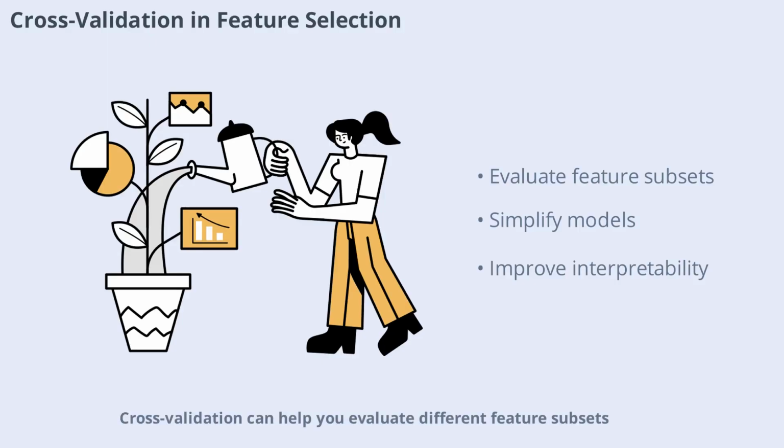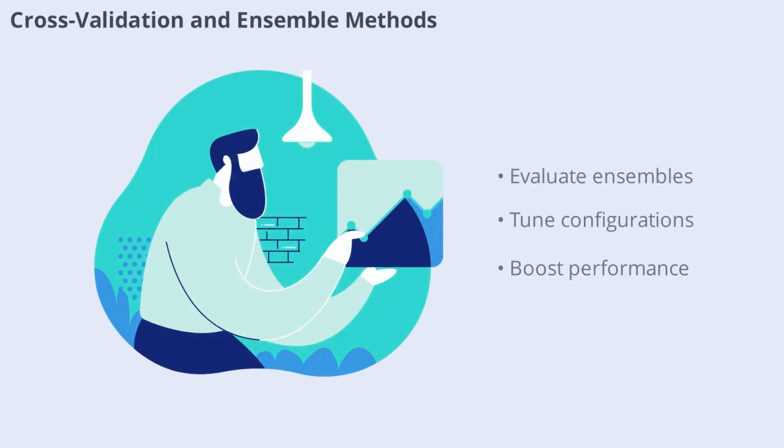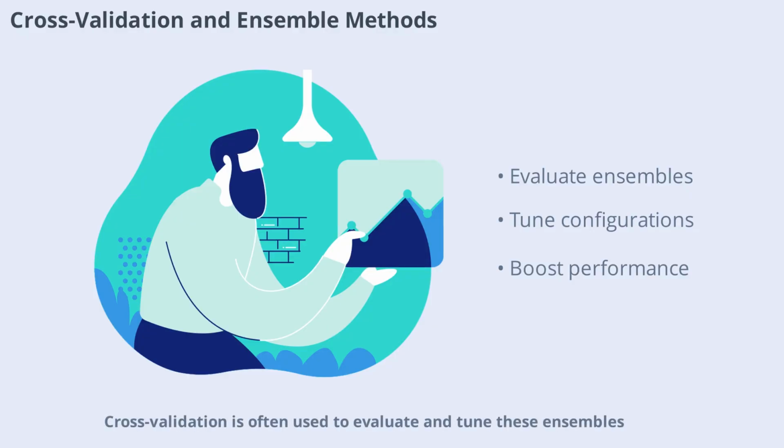Feature selection is the process of choosing the most relevant variables for your model. Cross-validation can help you evaluate different feature subsets, ensuring that your final model includes only the features that truly improve performance. This leads to simpler, faster, and more interpretable models. Ensemble methods like bagging and boosting combine multiple models to improve performance. Cross-validation is often used to evaluate and tune these ensembles, ensuring that the combined model generalizes well.